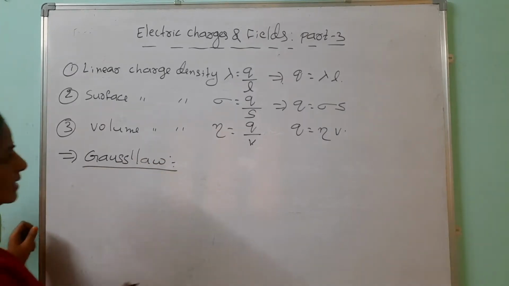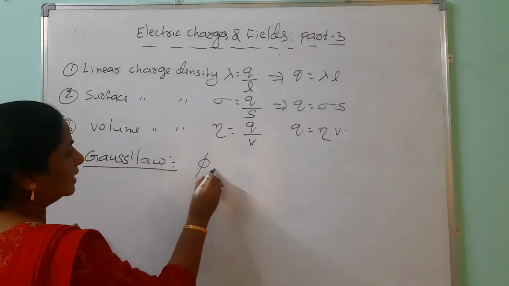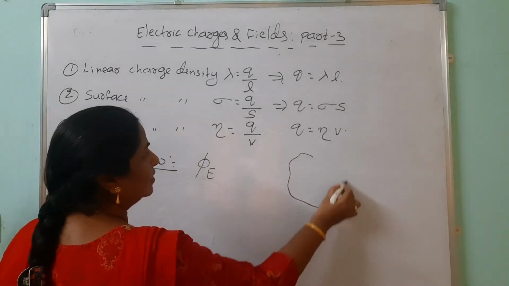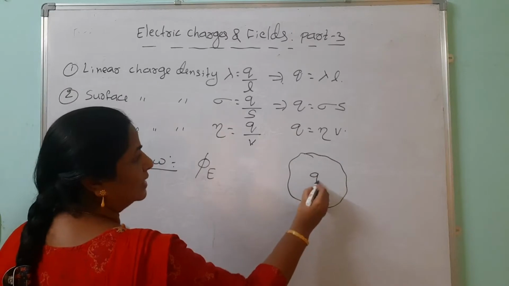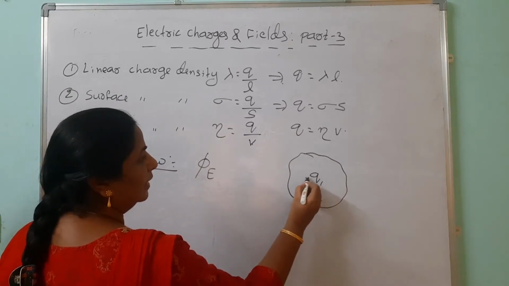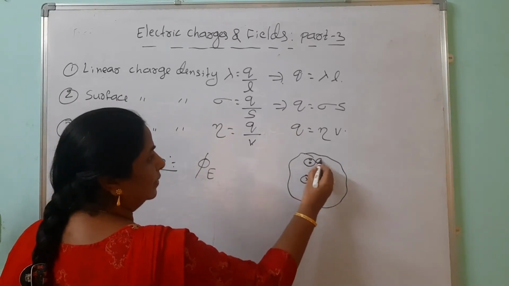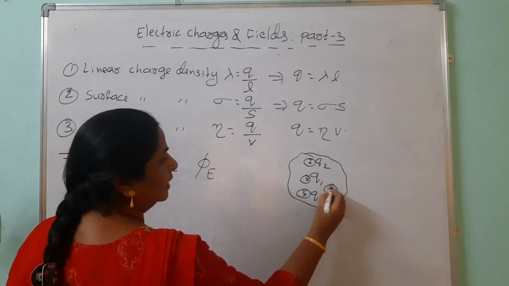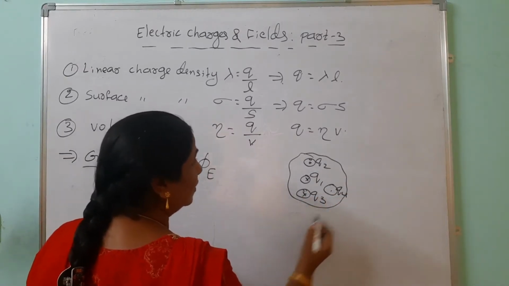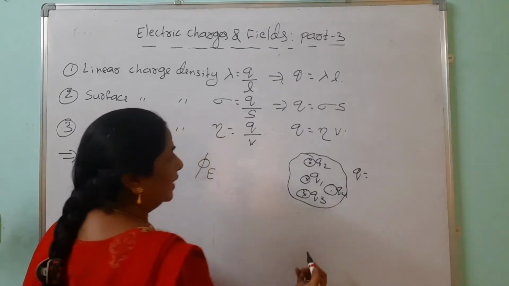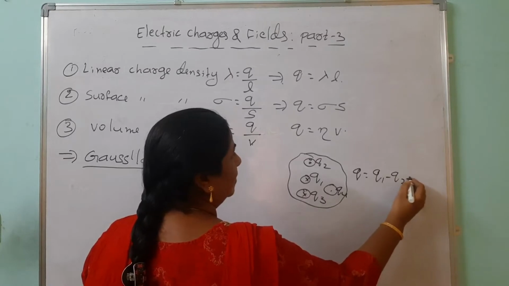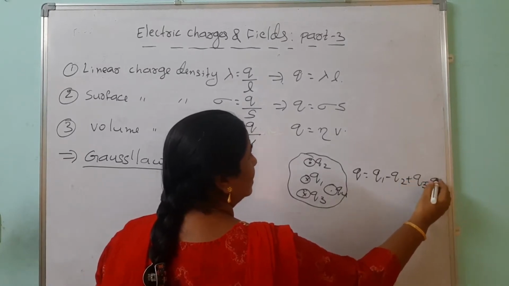What is Gauss's law? The electric flux around any closed surface. Suppose you are taking any closed surface. This charge is how much? Q1. You are taking cross. This is the Q2. And this is the Q3. One more, that is the Q4. So here the total charge is how much? Q equals Q1 minus Q2 plus Q3 minus Q4.